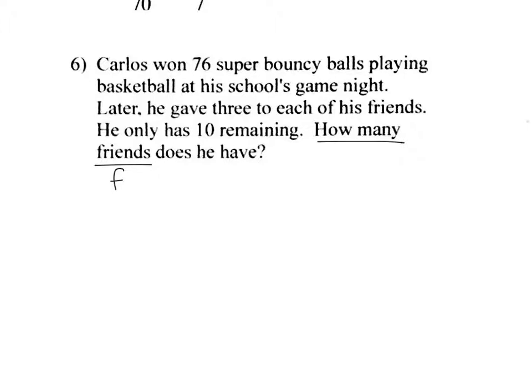So it says Carlos won 76 super bouncy balls playing basketball. So he's got 76 balls. He gave 3 to each of his friends. So minus 3 times the number of friends he has. Because if he has 8 friends, then that would be 3 per friend, which would be 3 times 8, which is 24. And then that equals how many he has remaining, which is 10.